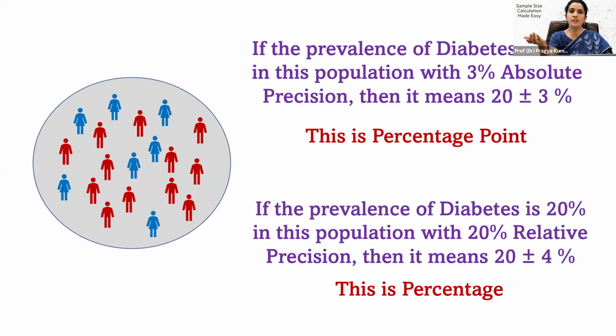If the prevalence is 15%, you can use 2%. That means 13 to 17%. That much margin of error, you accept it. But if your prevalence is, let's say, 2%, it is a very rare disorder.